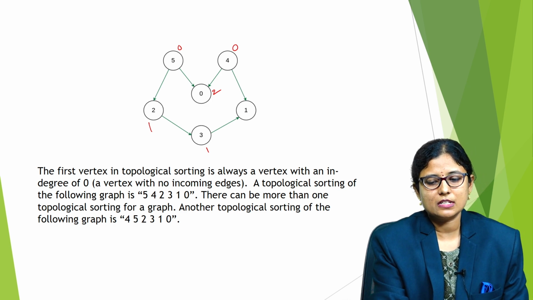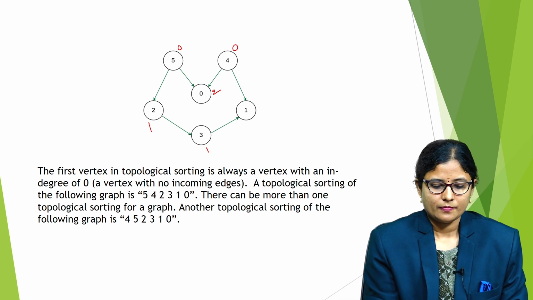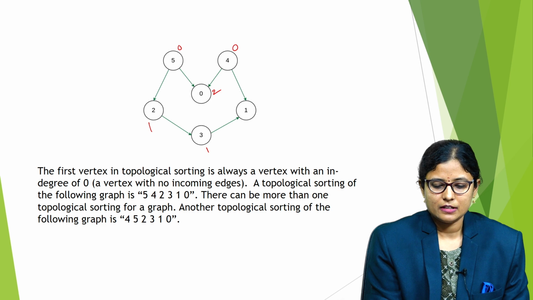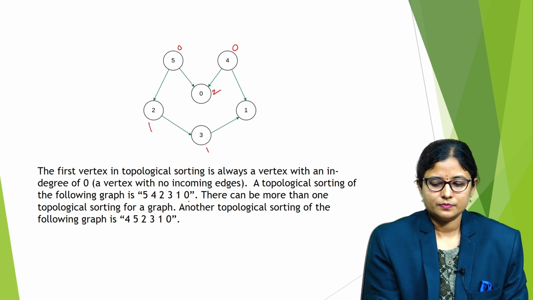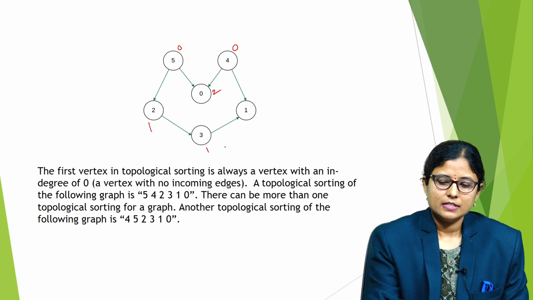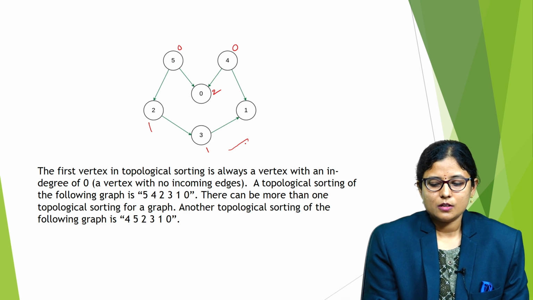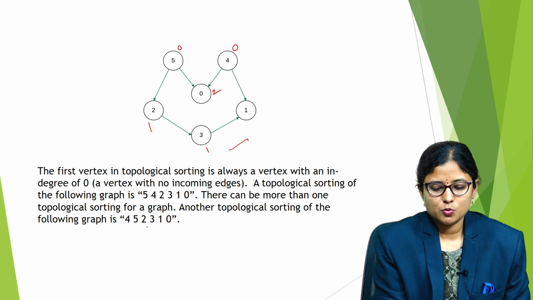Here the topological sorting either starts with vertex 5 or vertex 4. One of the topological sortings of the above graph is 5, 4, 2, 3, 1, 0. There can be more than one topological sorting for a single graph. Another topological sorting of the above graph is 4, 5, 2, 3, 1, 0.